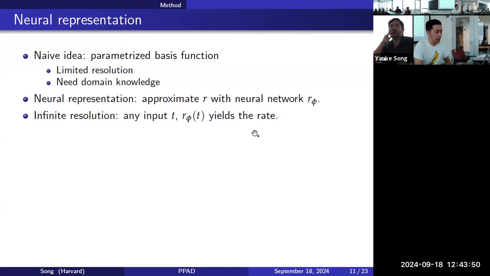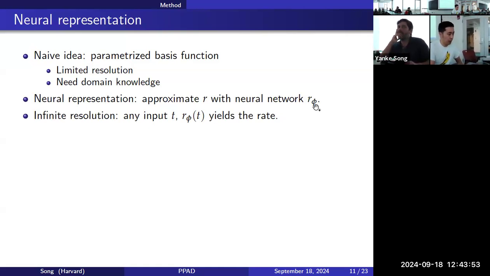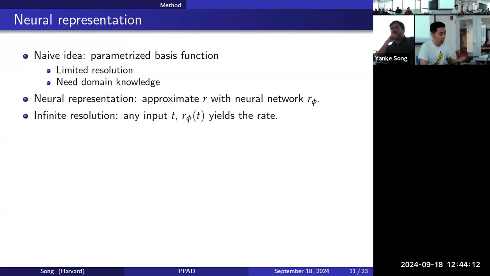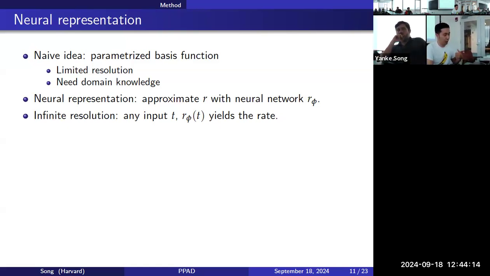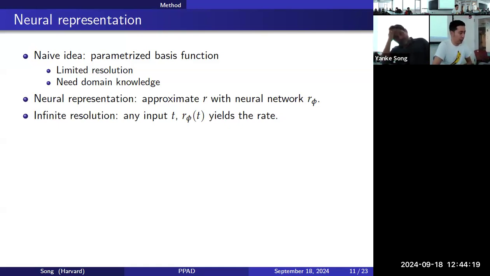So the neural network obviously has some weight phi, but we all know that although this weight phi is still finite dimensional, the neural network is usually very powerful in approximating any kind of function. So this is almost like infinite resolution. Now I'm representing this with a neural network, I can just do gradient descent with a loss function that I defined in the previous two slides to fit this neural network.